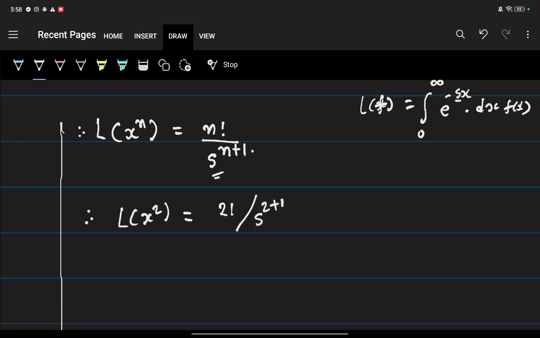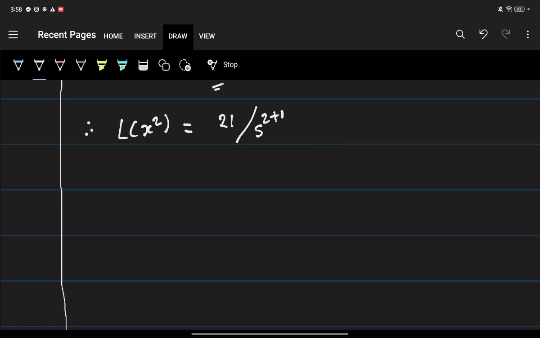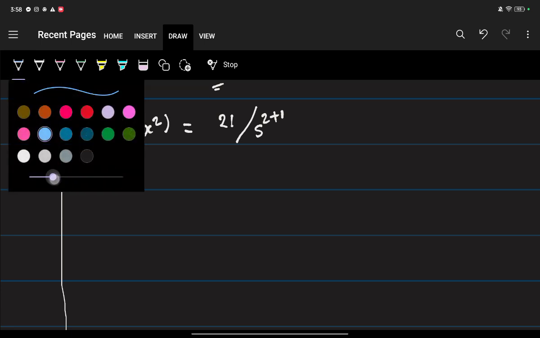It is very easy. Now, what about the Laplace transformation of e raised to ax? Basically, what is the Laplace transformation of an exponential function?